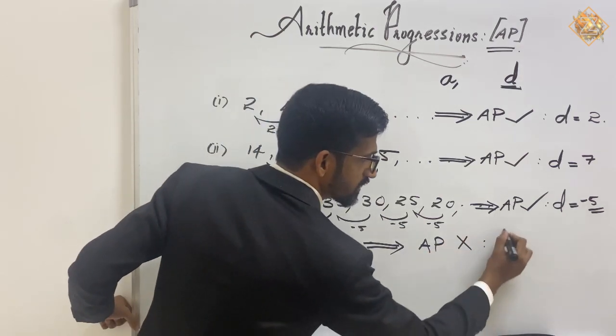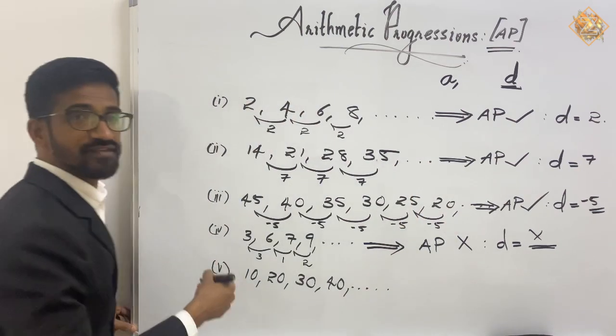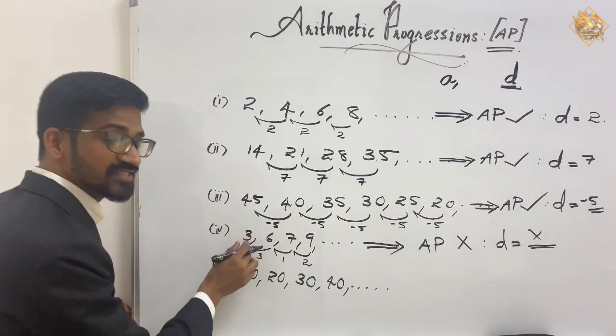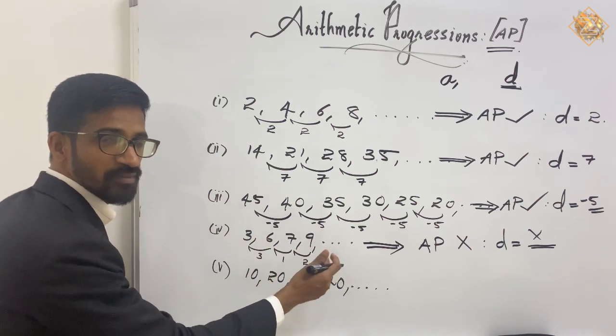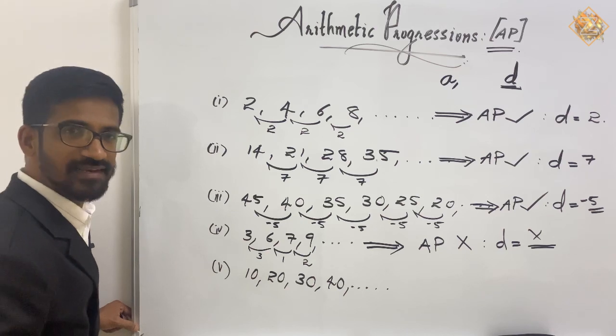Why? Because we are not getting a common difference. We cannot write any number here as a common difference. The fixed number we are not getting as a common difference between each number. So we can say that 3, 6, 7, 9, etc. does not form an AP. Is it clear?